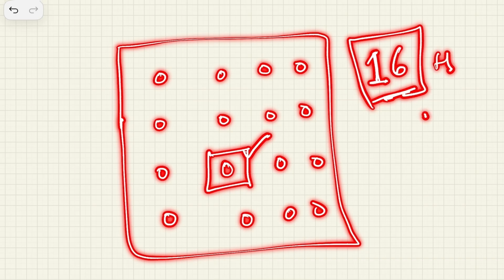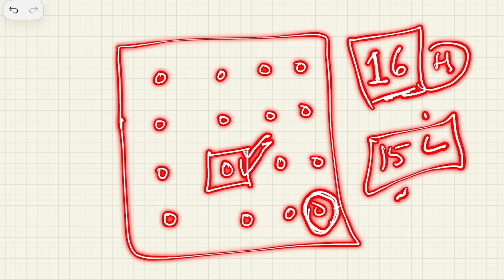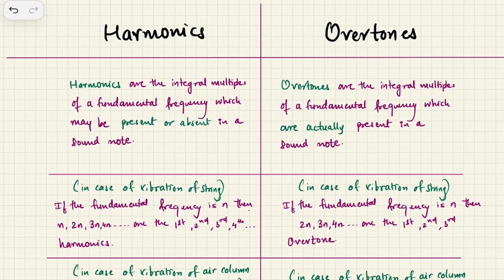But suppose this student has a birthday and is going to distribute chocolates in the classroom. He is going to distribute only 15 chocolates, because the absent student will not be counted in the distribution of chocolates. So you see, these are overtones. Only those who are present get the number, and those who are absent do not. In harmonics, whether present or absent, they get the harmonic number. So let's quickly get on to the definition.